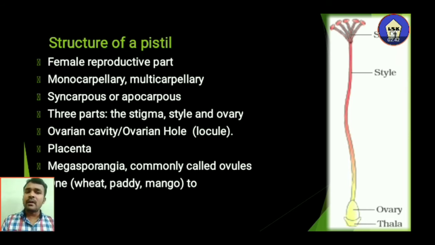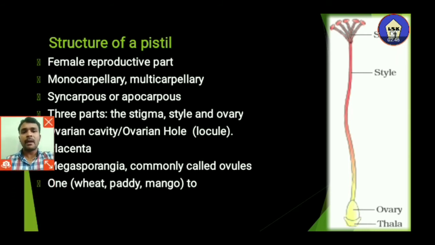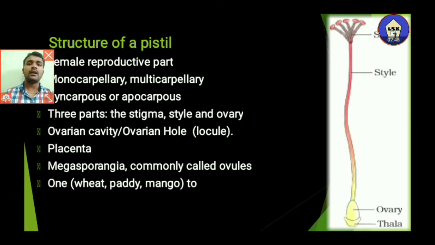The number of ovules varies. The flower or gynoecium may consist of a single ovule, most commonly found in plants such as wheat, paddy, and mango.